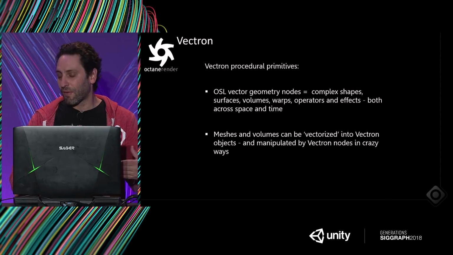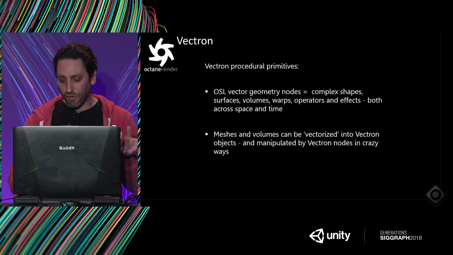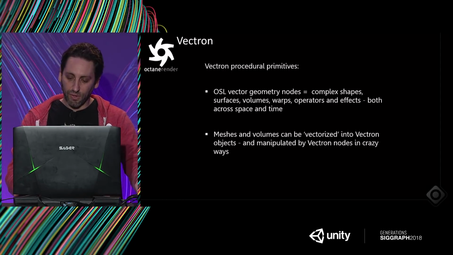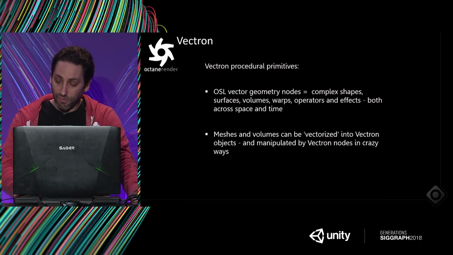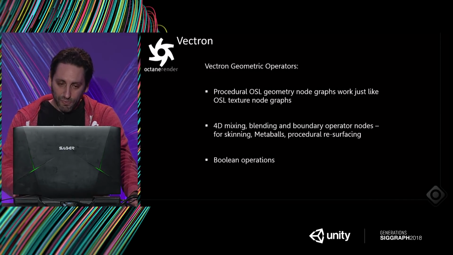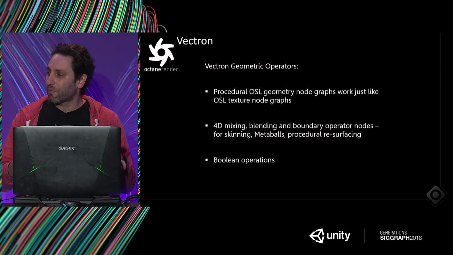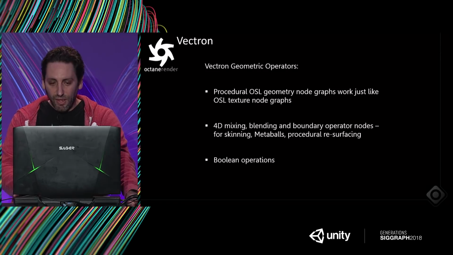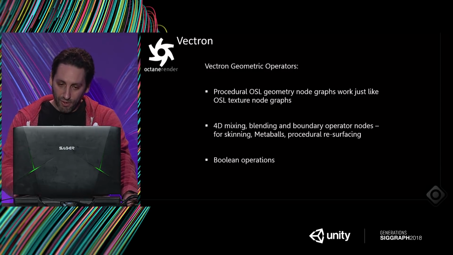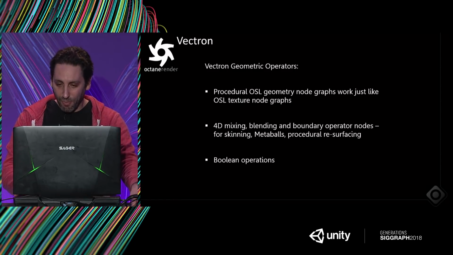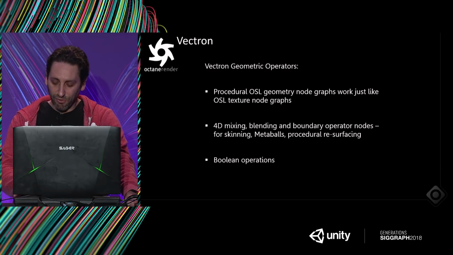And we also have the ability to take something that is generated in Vectron and spit it out as a volume or even a mesh, but it'll only be an approximation, and it'll be very heavy. So the real value of having the vectorization pipeline for meshes and volumes is that once they're in this form, we can actually do some really cool stuff with them. We can basically do Boolean operations. We can make metaball operators. We can reskin them. We can do insane procedural surfacing, basically for free.